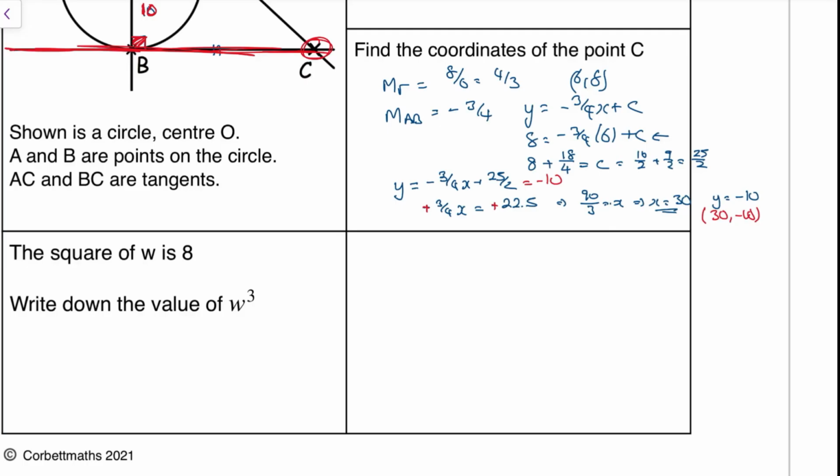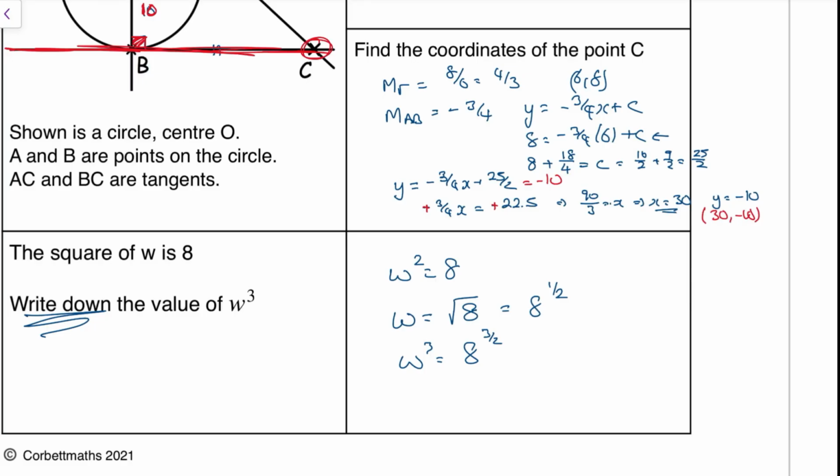The square of w is 8. Okay, let's write this down. So the square of w is 8, which means w squared is 8. Write down the value of w cubed. Now, write down is maths code for you shouldn't have to do a lot of maths here. Now, I've got w squared is 8, which means w is the square root of 8. And I'm just going to write that slightly differently. I'm going to write 8 to the half. And I want w cubed, so that's going to be 8 to the 3 over 2.